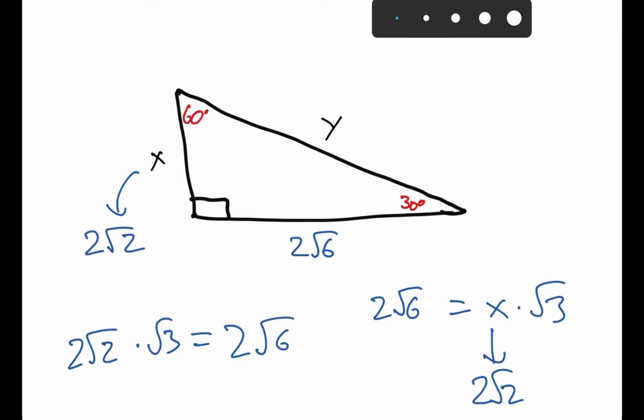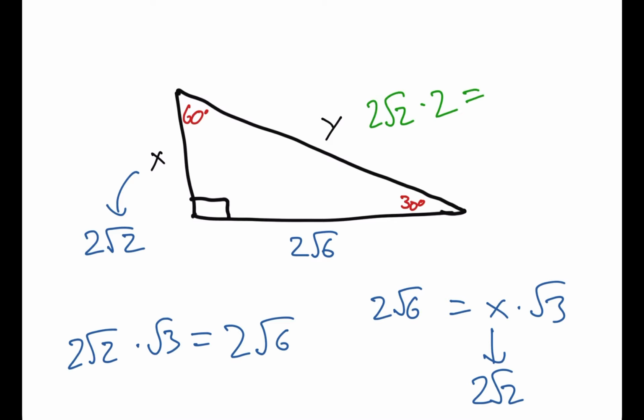Now to find y, it's really simple. All we have to do is just multiply x by 2, because if you look back at the diagram, you'll find that the hypotenuse is twice the length of the short leg. So 2 root 2 times 2 is just 4 root 2.